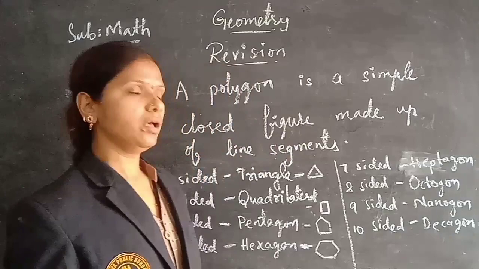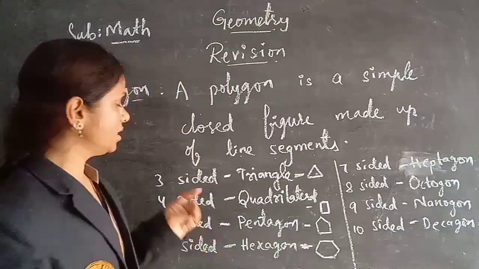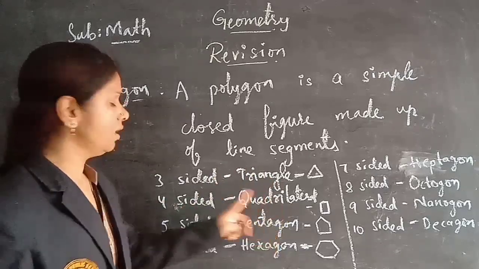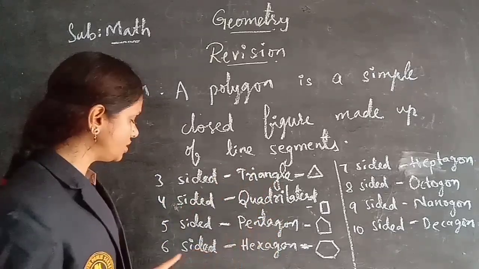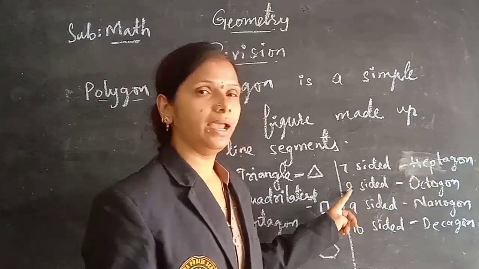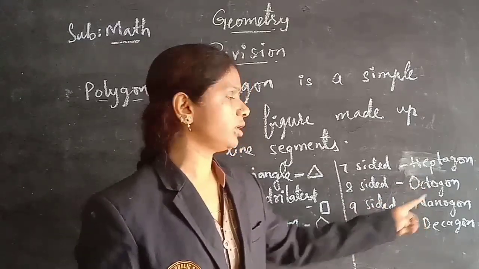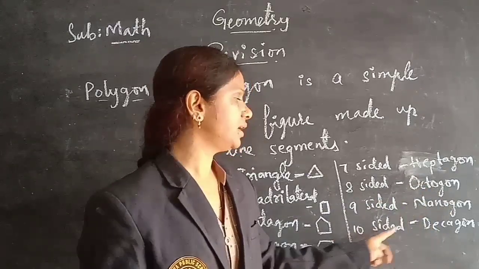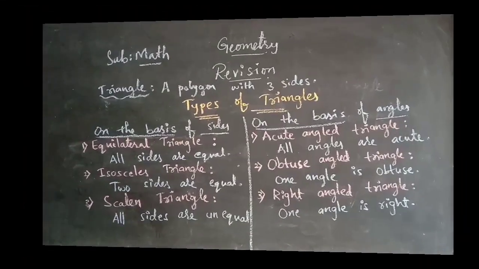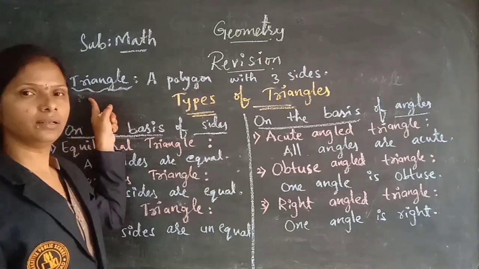So these all are the polygons, children. See, the polygon starts from three sides. So a three-sided figure is a triangle, a four-sided figure is a quadrilateral, a five-sided figure is a pentagon, a six-sided figure is a hexagon, a seven-sided figure is a heptagon, an eight-sided polygon is an octagon, a nine-sided polygon is a nonagon, and a 10-sided polygon is a decagon. Yes children, now triangle.